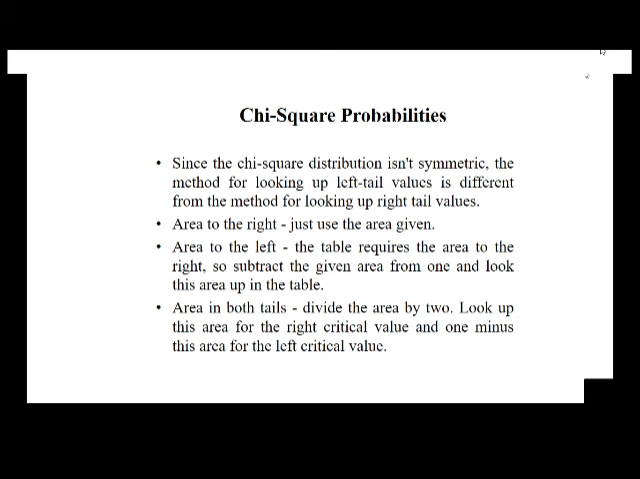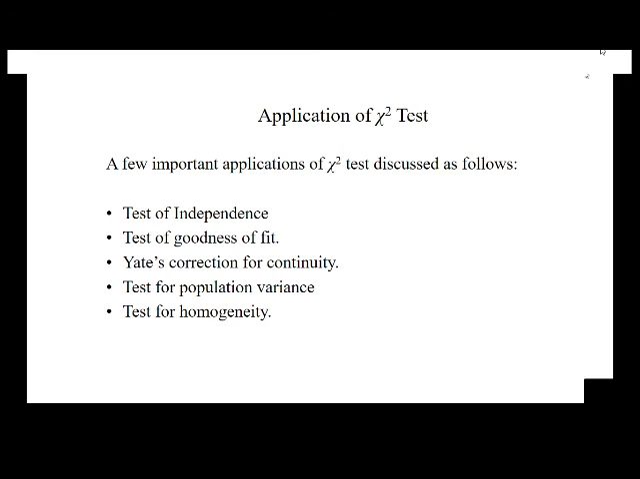For the area in both tails, divide the area by 2, look up this area for the right critical value, and 1 minus this area for the left critical value. The degree of freedom is considered as the value V. V equals n minus k, or V equals n minus 1. This is the formula for degree of freedom.